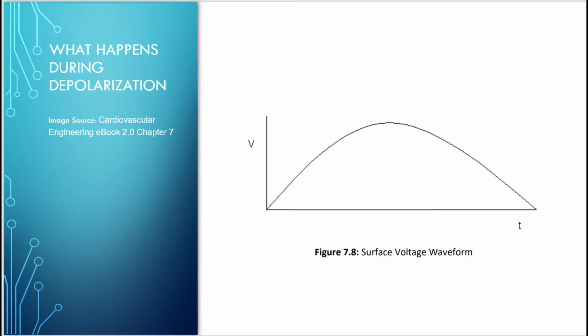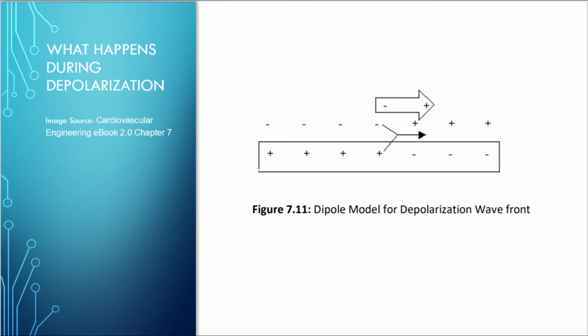Over the course of depolarization, the surface voltage changes and can be represented by this graph. The peak is when there is equal amount of negative and positive ions. The movement of the ions can be represented by this dipole model.